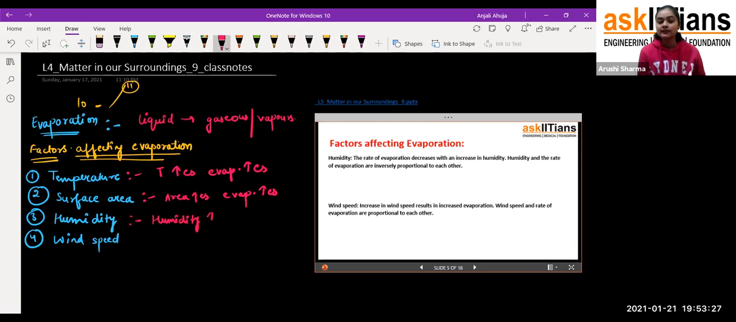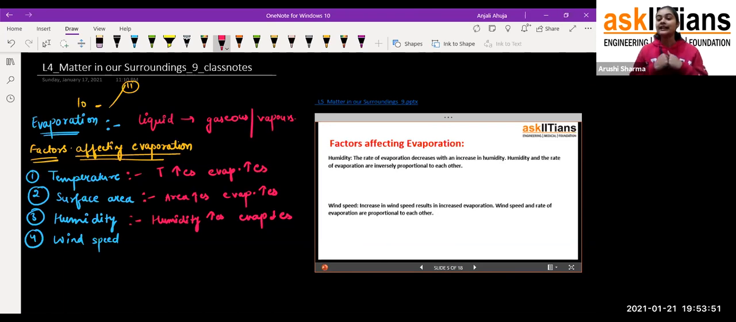humidity increases, evaporation decreases. So this is one of the factors which affects evaporation in the reverse form. That means it is not directly proportional. Fine, it is inversely proportional. Inversely proportional means humidity increases, evaporation decreases, and if evaporation decreases, humidity increases. So that's inversely proportional.